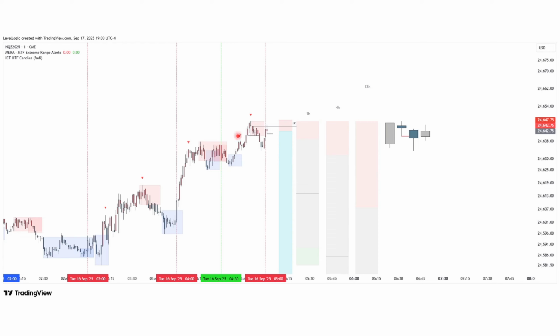Okay, so here you can see we've broken down on the 5 minute, and now what we're looking for is price to come back into that area, sweep some liquidity, and break down again. Okay, so as we've come up into these other previous ones where we've broken down, you can see we've retested, but we haven't started breaking down again.